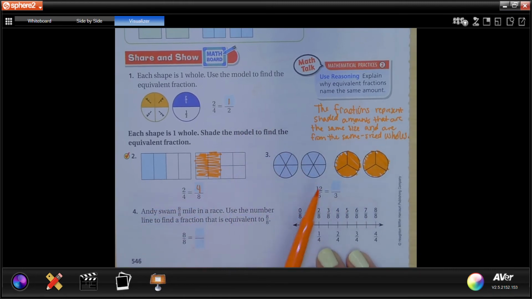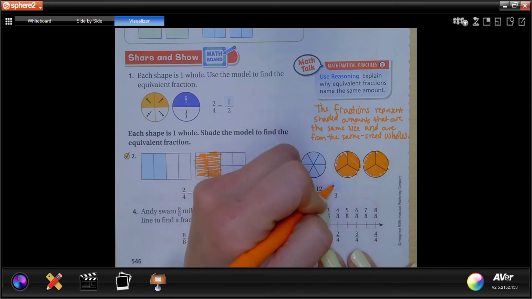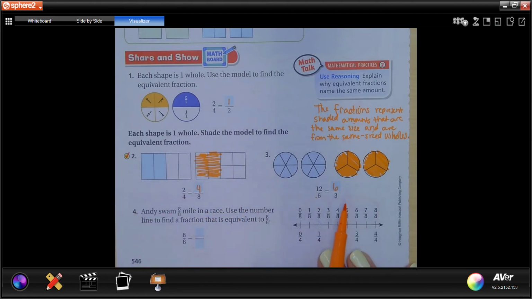Okay, so how many thirds are shaded? 1, 2, 3, 4, 5, and 6. So 12/6 is equal to 6/3.